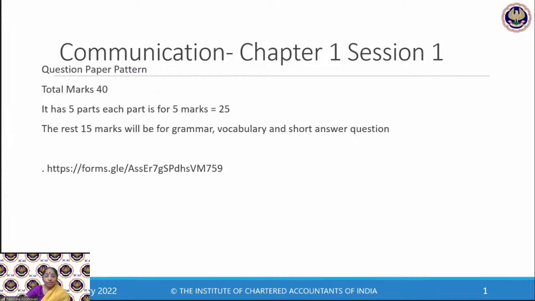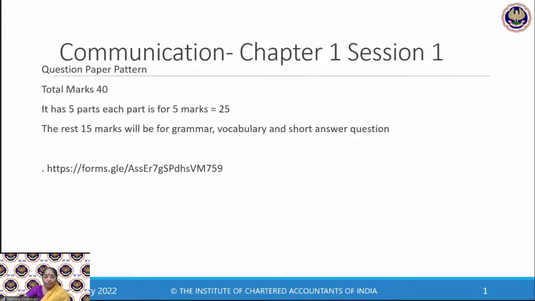The short answer questions are mostly from the communication chapter. Therefore, this chapter becomes very, very important. And with every 5-mark question, you also have 1 or 2 questions from the communication chapter. They may be definitions, they may be list them. So you have to be thoroughly prepared with the text material.